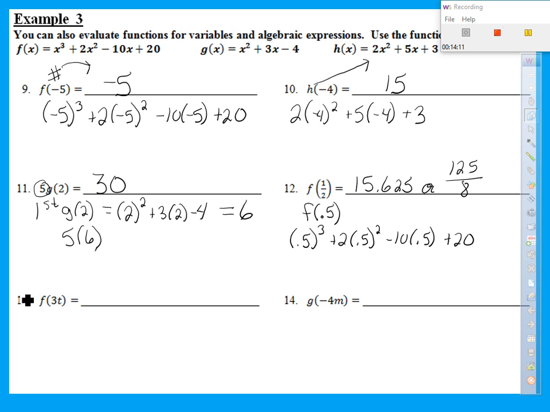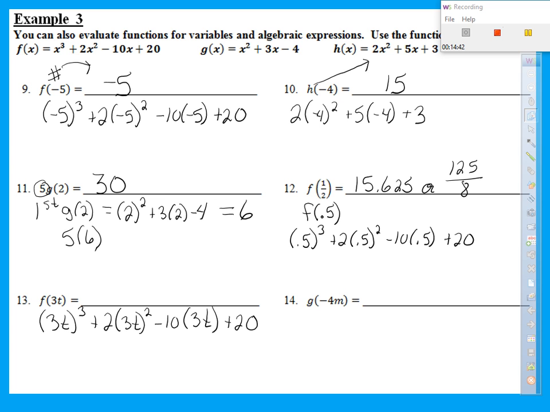Go hunt down the function of f, which is this first one, that cubic one. Throw away all the x's there and replace them with a 3t. So it's going to look like this. I'm going to have parentheses 3t to the third plus 2 parentheses 3t squared minus 10 parentheses 3t plus 20.